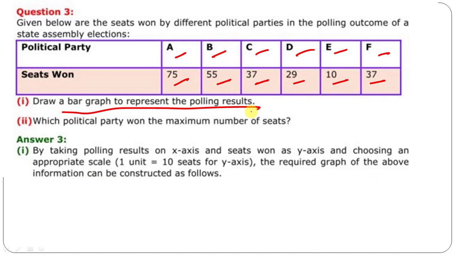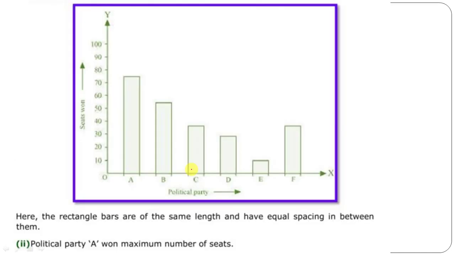So on the x-axis we will draw the parties, and on the y-axis we will draw the scale where 1 unit is equal to 10 seats. So the bar graph for this is party A, party B, C, D, E and F. On the y-axis you will draw the number of seats: 10, 20, 30, 40, 50, 60, 70, 80, 90 and 100. So these are seats won.